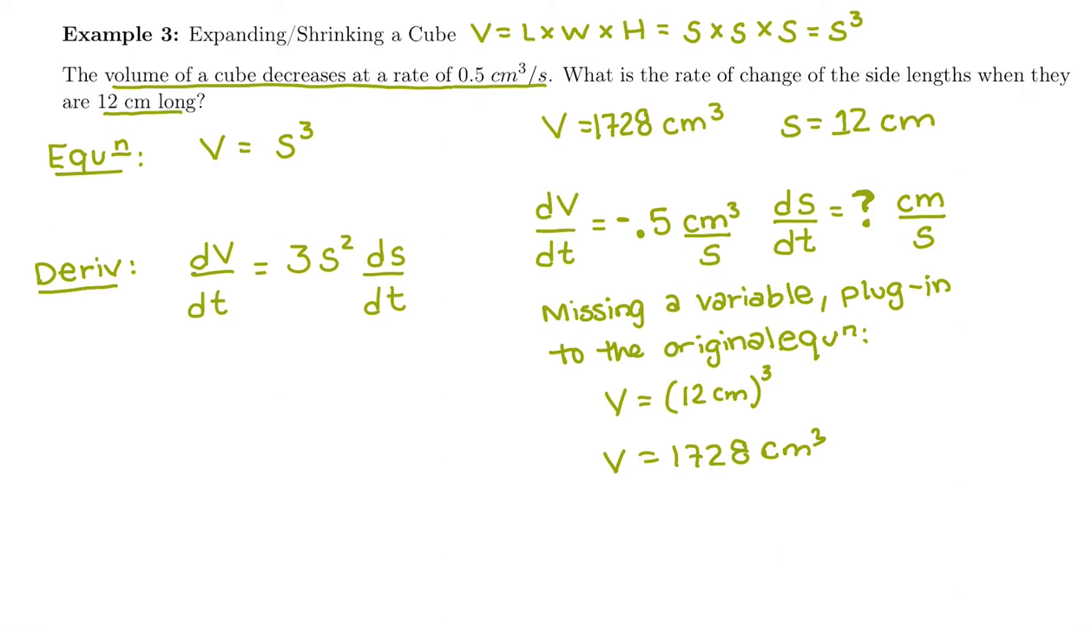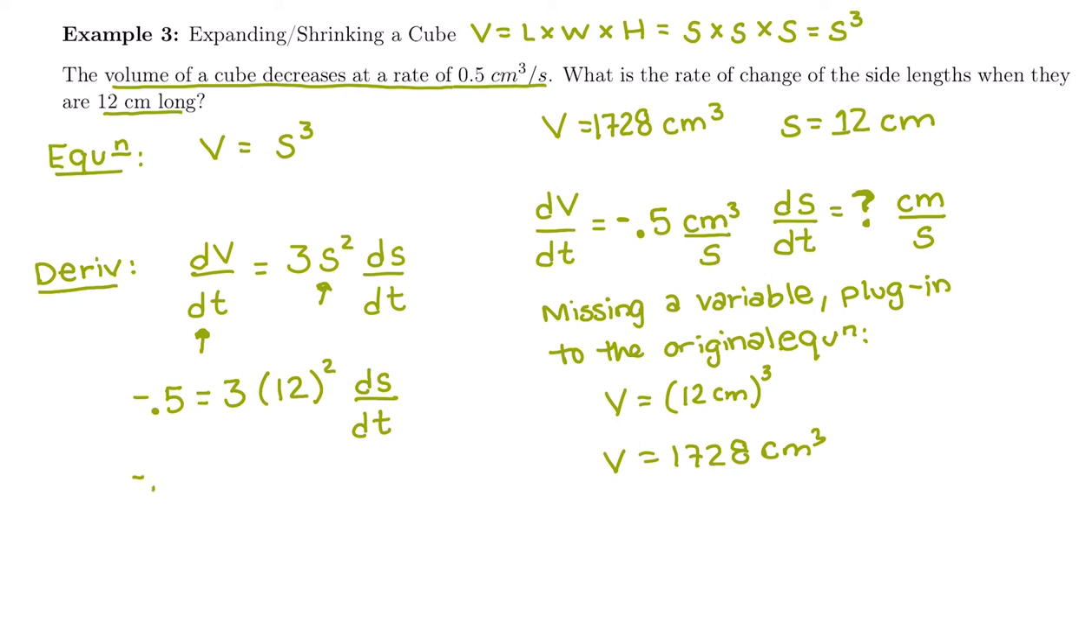So now let's actually start plugging in what we have here. We're going to solve for ds dt. So I'm going to plug in what dv dt is from over there. It's negative 0.5 centimeters cubed per second. We have 3, and then we have whatever s is squared. Well, the current side length is 12 centimeters getting squared. And we're trying to figure out what ds dt is. How are the side lengths changing?